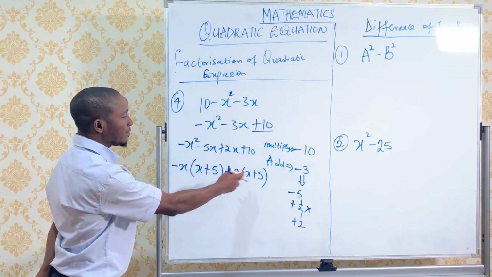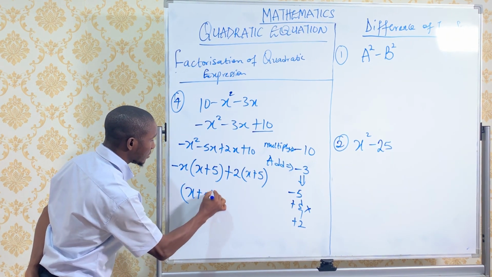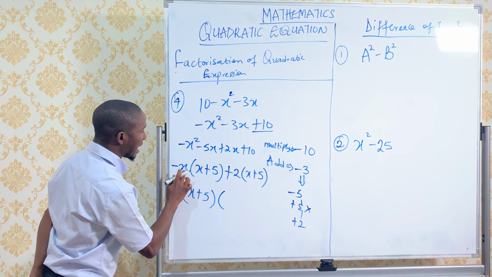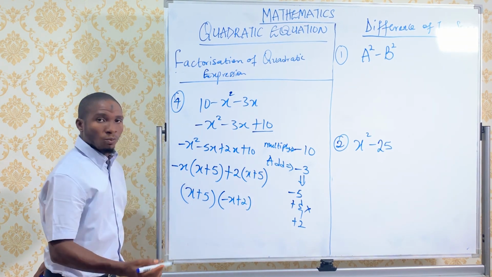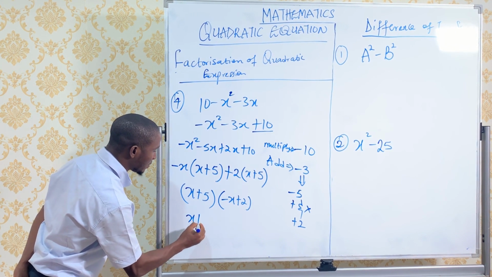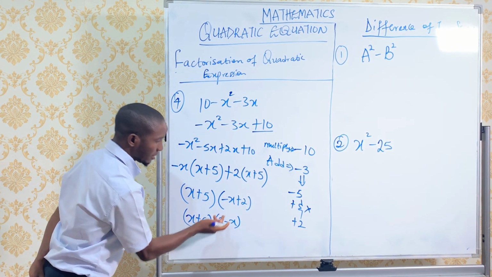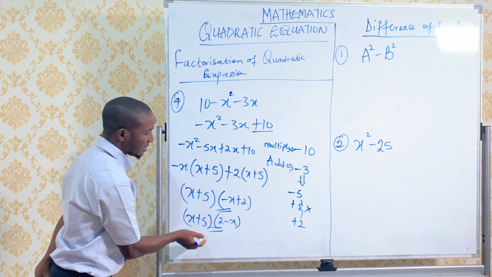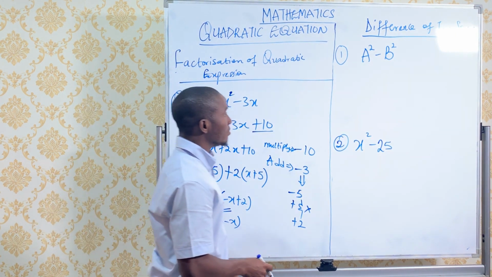Now, we have x plus 5 on both sides. You pick one, since there are 2, and minus x plus 2, which can still be rearranged. That means we can have x plus 5 and 2 minus x. You can leave it like this or like this. And that is the end of this. So this has been factorized as x plus 5 and 2 minus x.